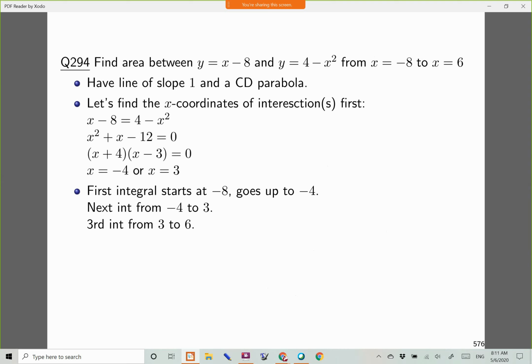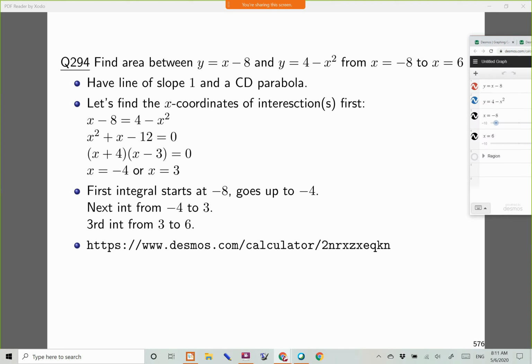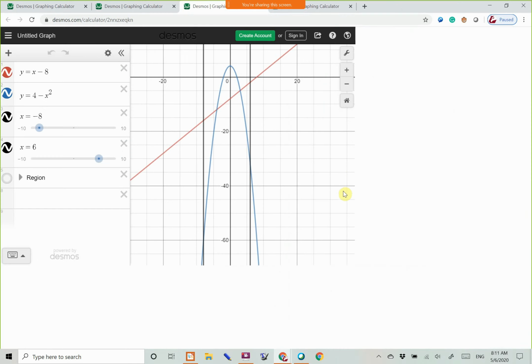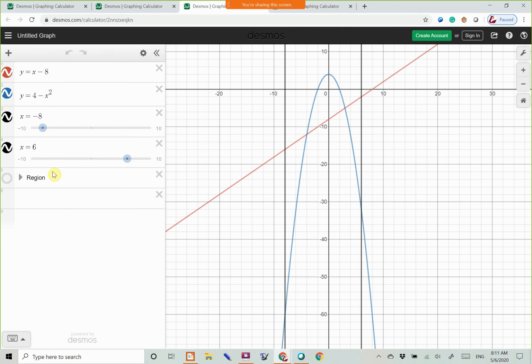The first integral starts at negative 8, goes up to negative 4. The next integral starts at x equals negative 4, goes to x equals 3. The third integral goes from x equals 3 to x equals 6. We drew a rough sketch of the picture without showing any axes, but I think it's helpful to point out what it really looks like as well. So there's the 4 provided things, the red line, the blue parabola, and then in black I have the 2 vertical lines. And then this is the region we're talking about, right?